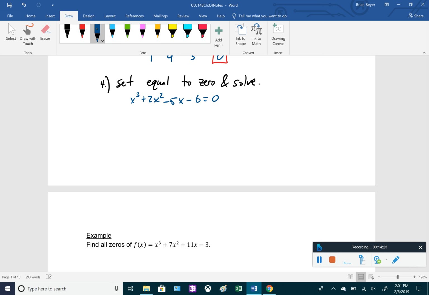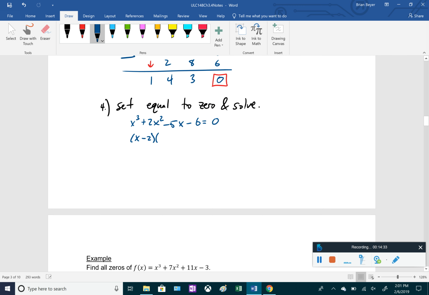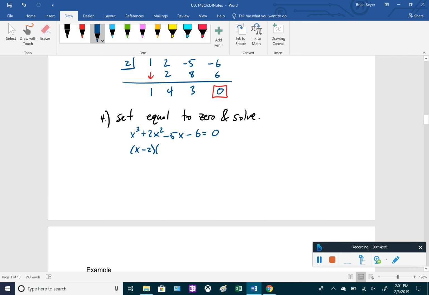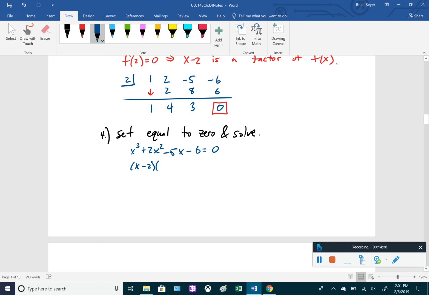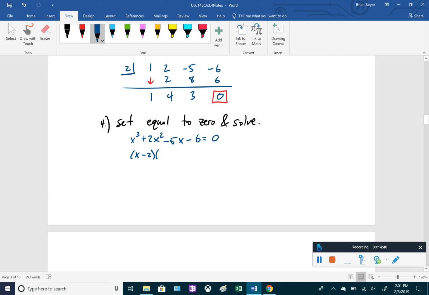I'm kind of just coming full circle now and starting from the beginning. So we wanted the zeros of that. We said that x minus 2 was a factor because we found the zero from the possible rational zeros. And our other factor is right up top. We know it's going to be a quadratic factor because our original was degree 3, so 1 less. So it's going to be 1x squared plus 4x plus 3. We set this equal to 0.